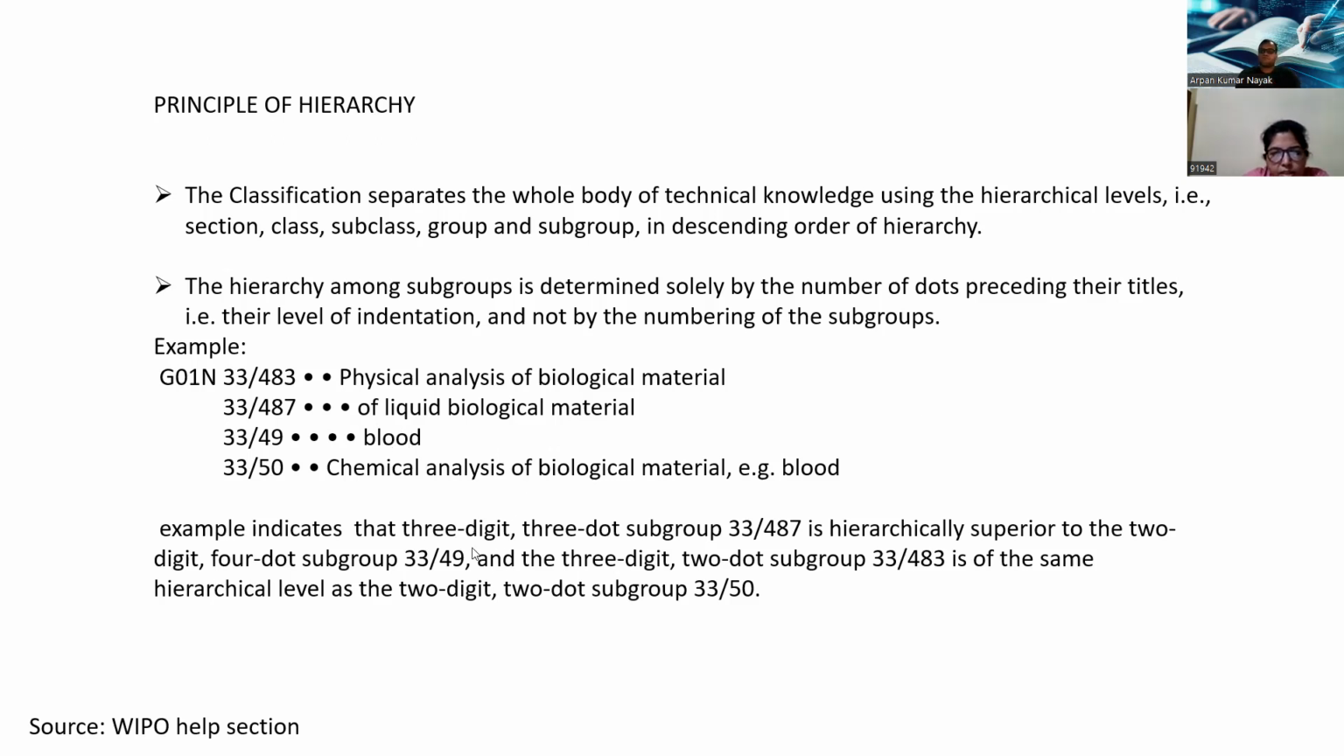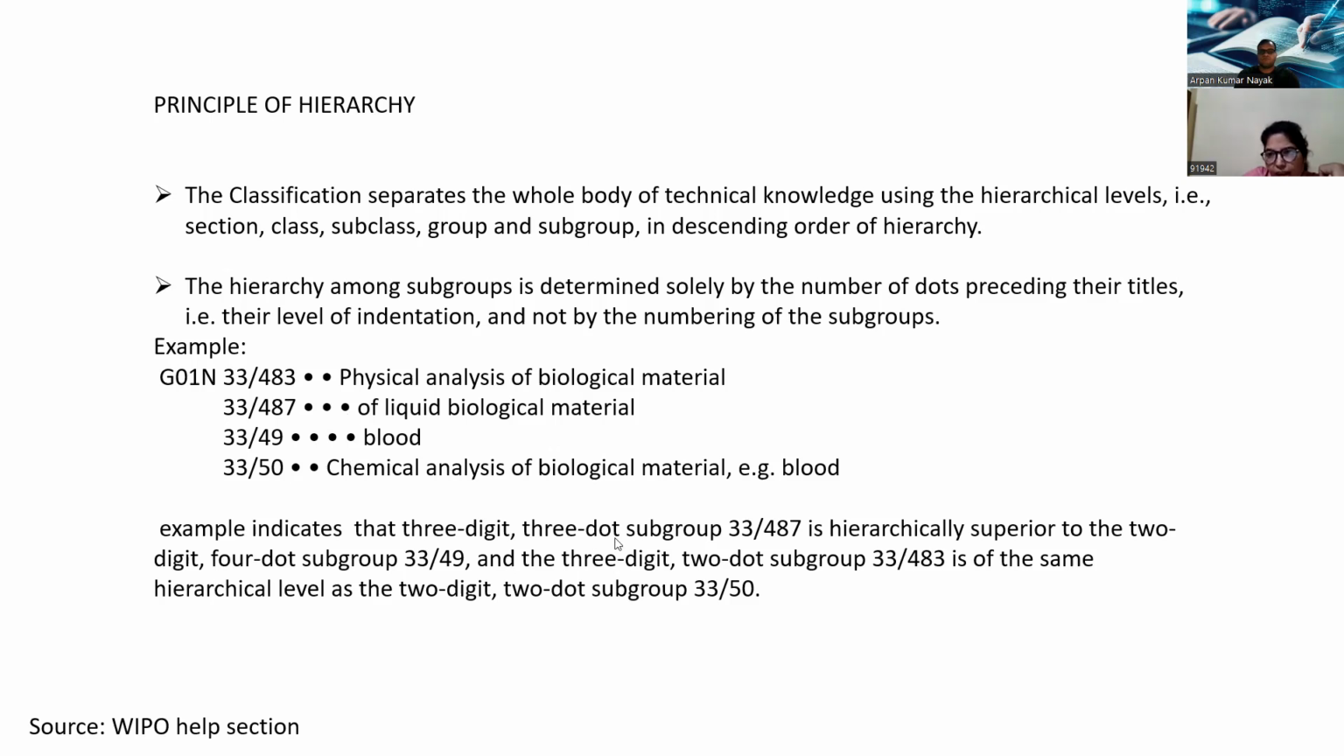If you have the 3-dot subgroup, which is 33/487, it is hierarchical. This system is superior to the 2-dot and the 4-dot system. In place of that, the 3 dot is superior to the 2 and the 4 dots.